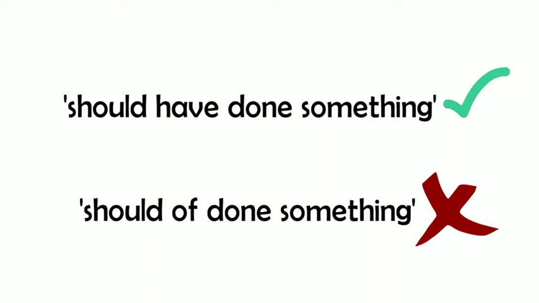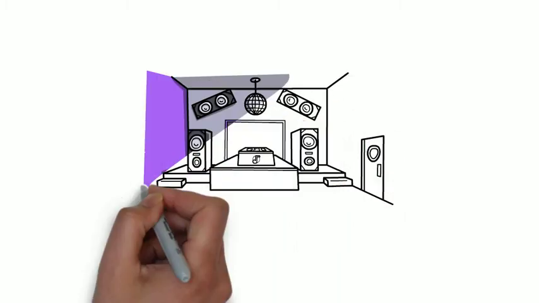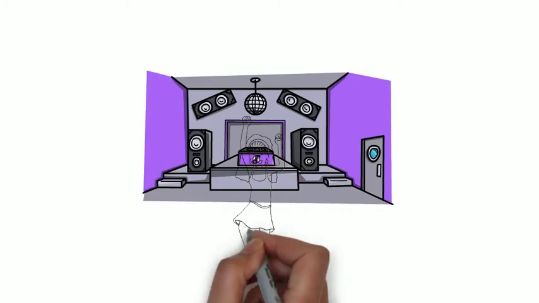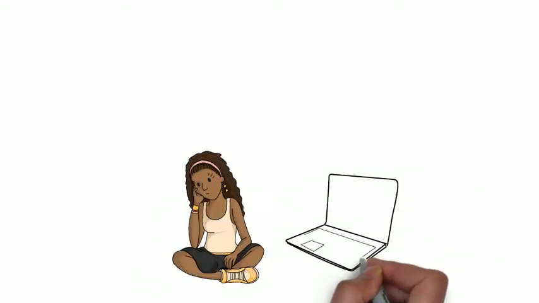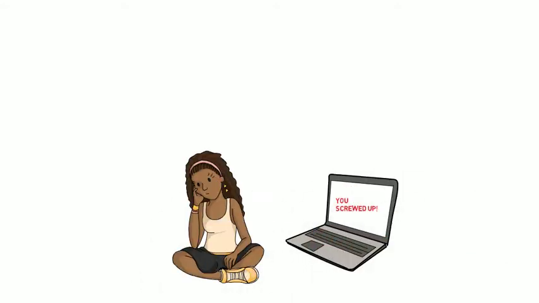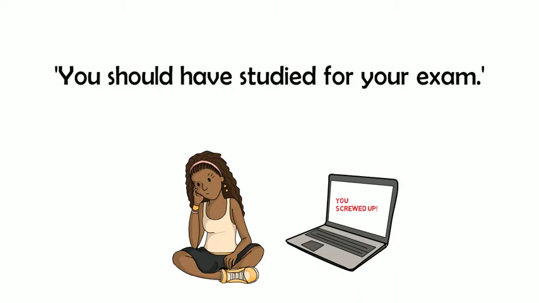Words like should, can, might, may, and so on. And let's take an example. Say your friend is partying at a club, even though she's got a big exam tomorrow. You might say to her, you should study for your exam. Then, later on, when she finds out she failed, you could say, you should have studied for your exam.